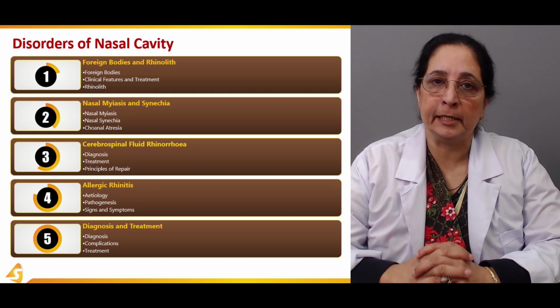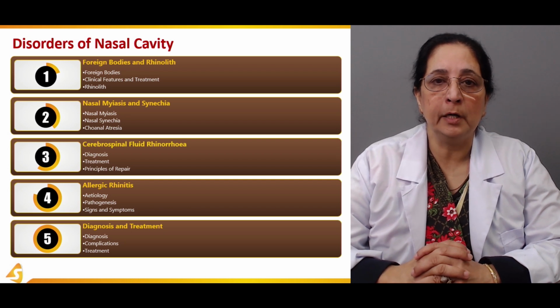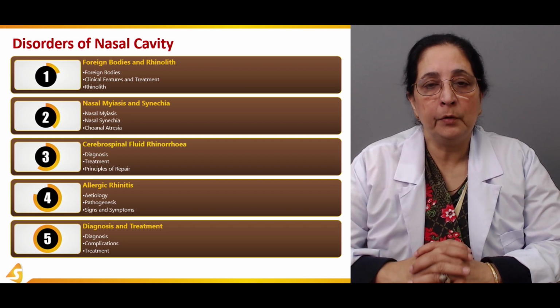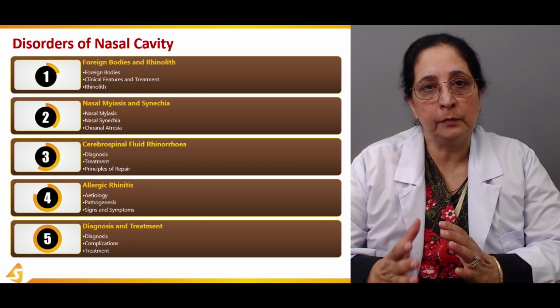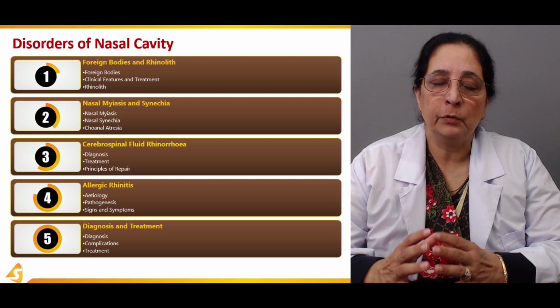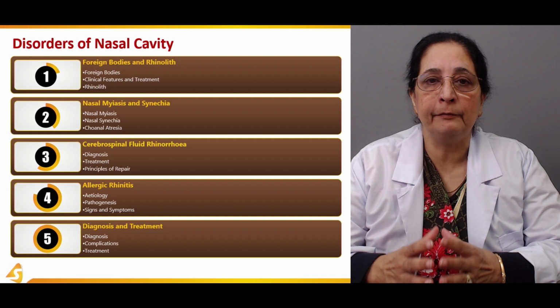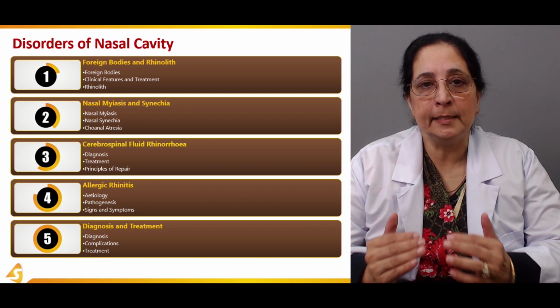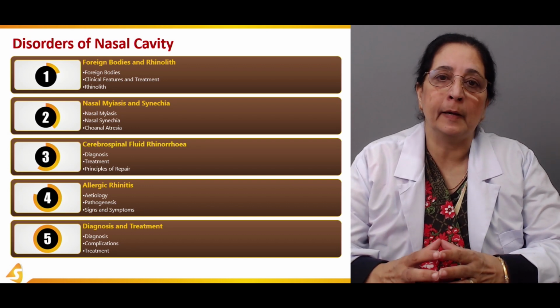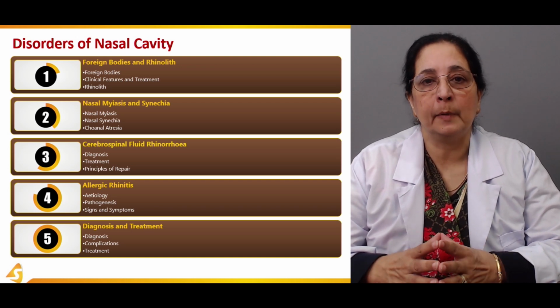Then in the third section, we will talk about cerebrospinal fluid rhinorrhoea. Rhinorrhoea is, rhino is for the nose, rhea is the term used for the flow. So when the cerebrospinal fluid, which is normally the fluid that provides the cushion to the brain and the spinal cord, and it is present around the brain and spinal cord.